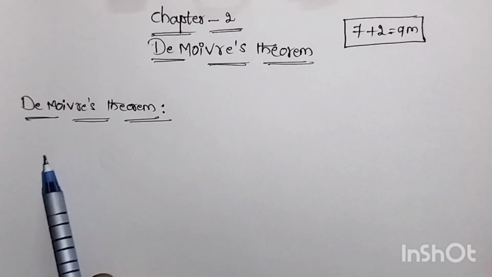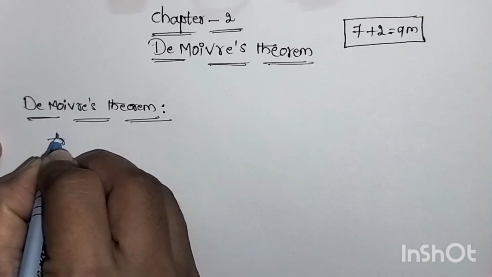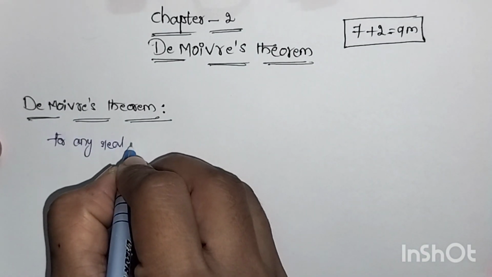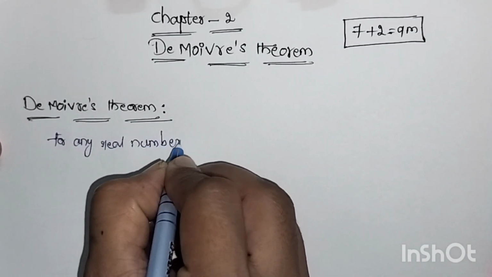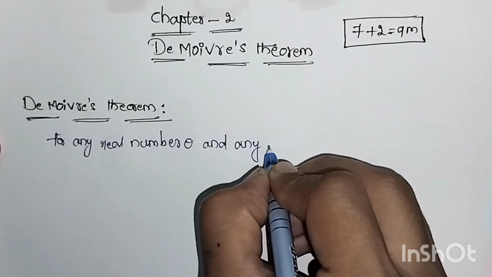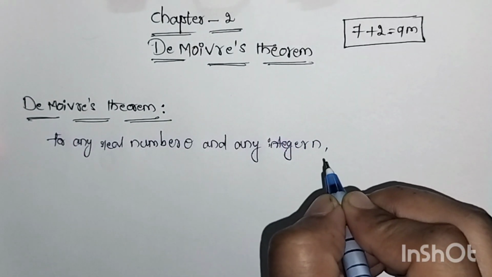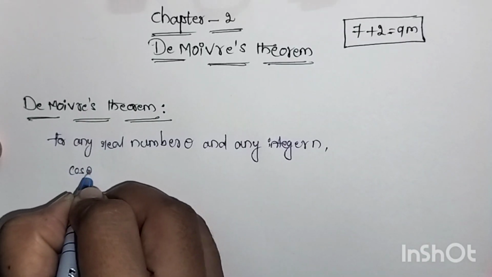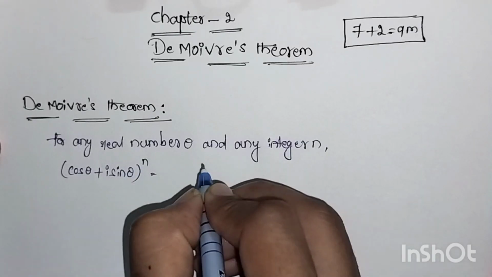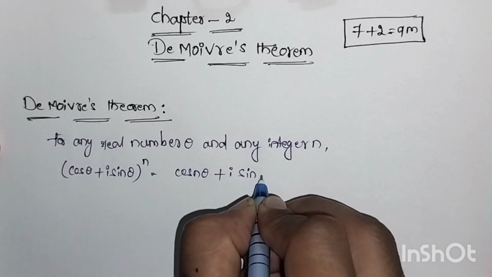De Moivre's theorem. For any real number theta and any integer n, (cos theta plus i sin theta) whole to the power n equals cos n theta plus i sin n theta.